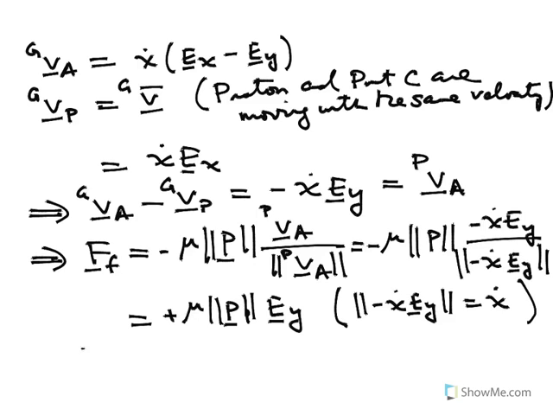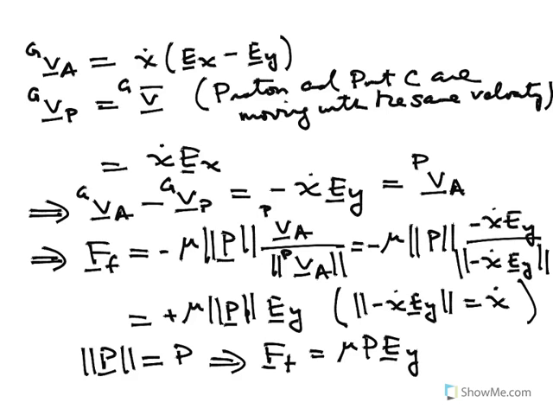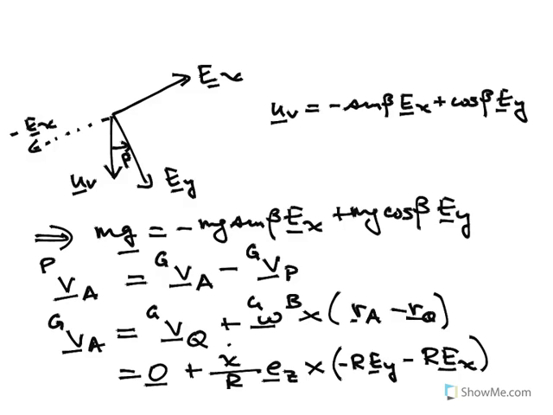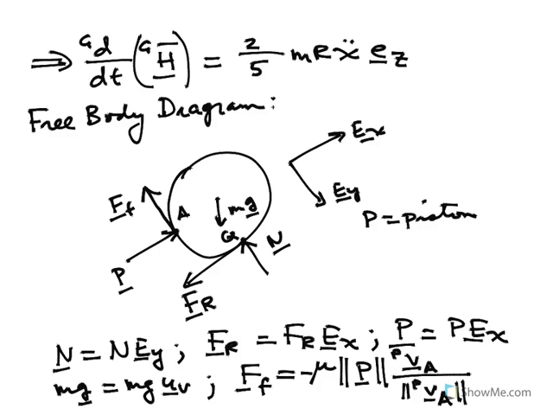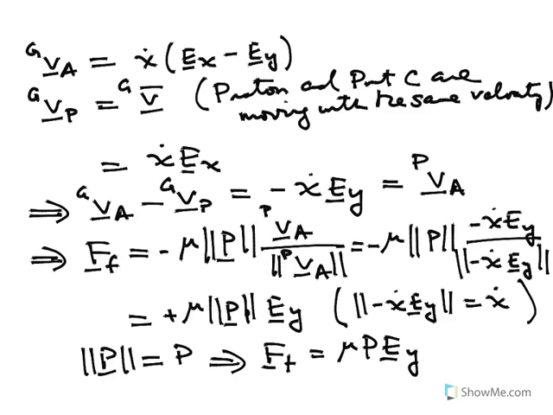Now, the magnitude of P is just equal to P. So this gives me that the friction force is equal to mu times P times EY. Notice that that tells me that the friction force is actually in, I'm going to put this in red, this direction, which makes sense because if it were in the other direction, it would pull the sphere off of the incline. So now we have everything to be able to compute the force.